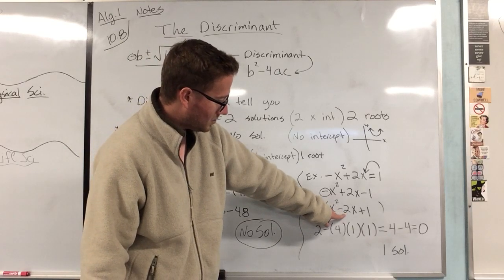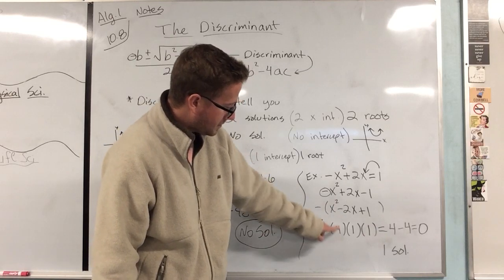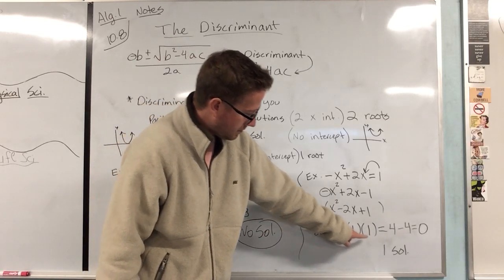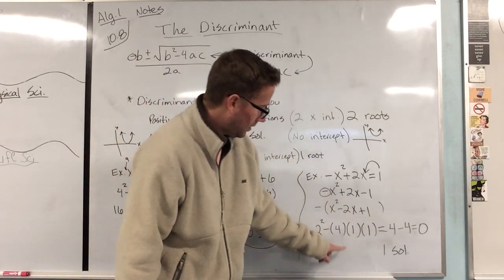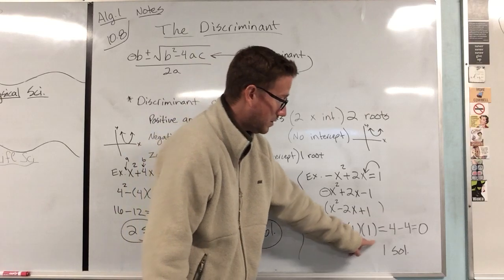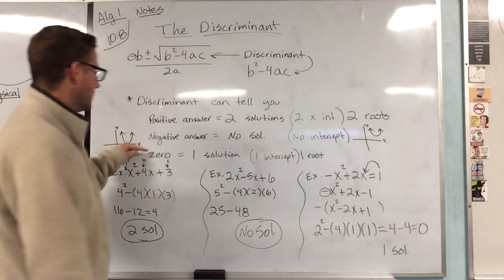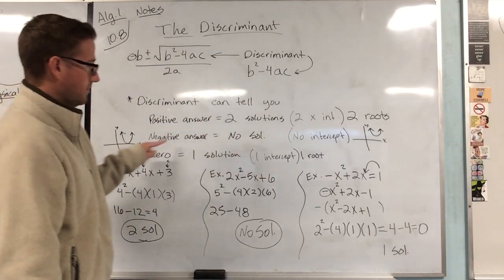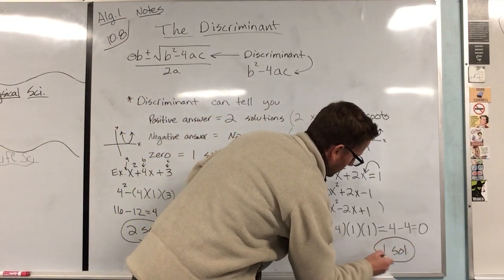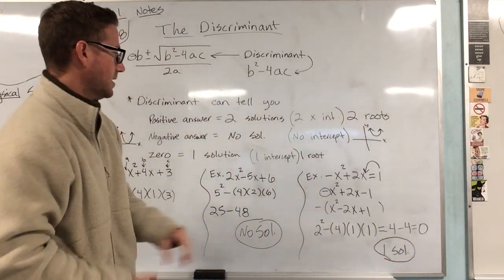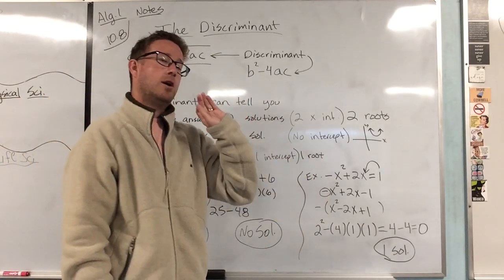What is b? It's 2. 2 squared minus, then you have 4 times a, which is 1, times c, which is also 1. 2 squared is 4. 4 times 1 is 4, times another 1 is also 4. 4 minus 4 is 0. This is the final one. So you have a 0 discriminant, meaning you have one solution. One solution. Or another way of saying that is you have one intercept. And the final way of saying that is you have one root.